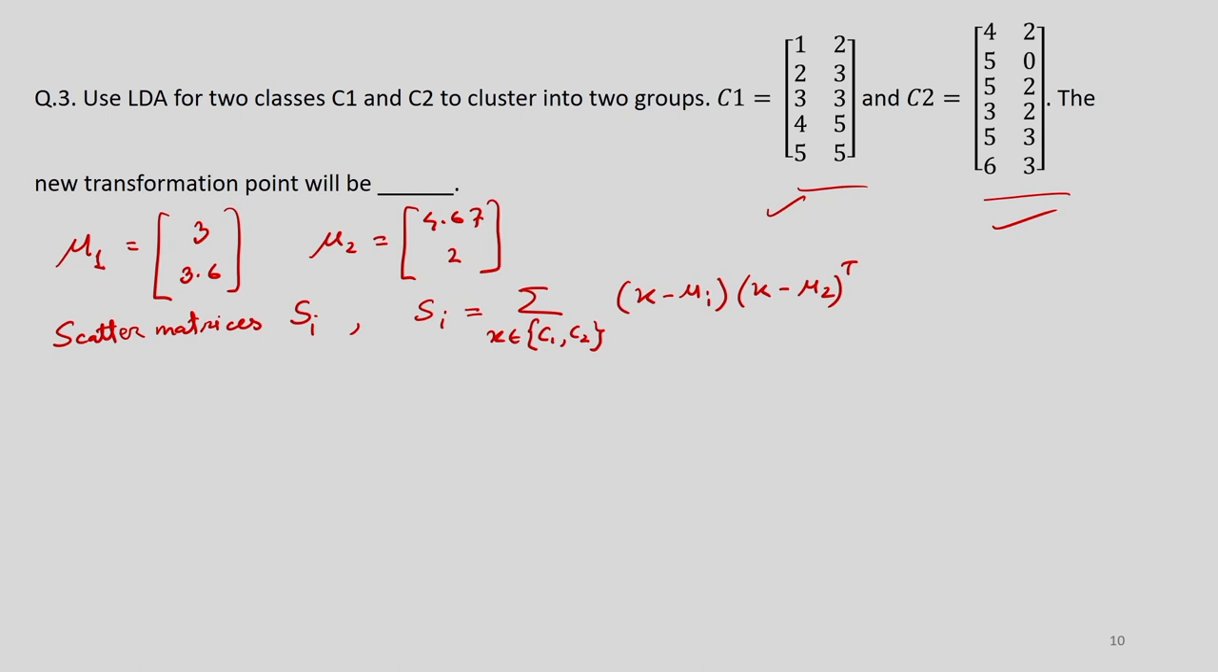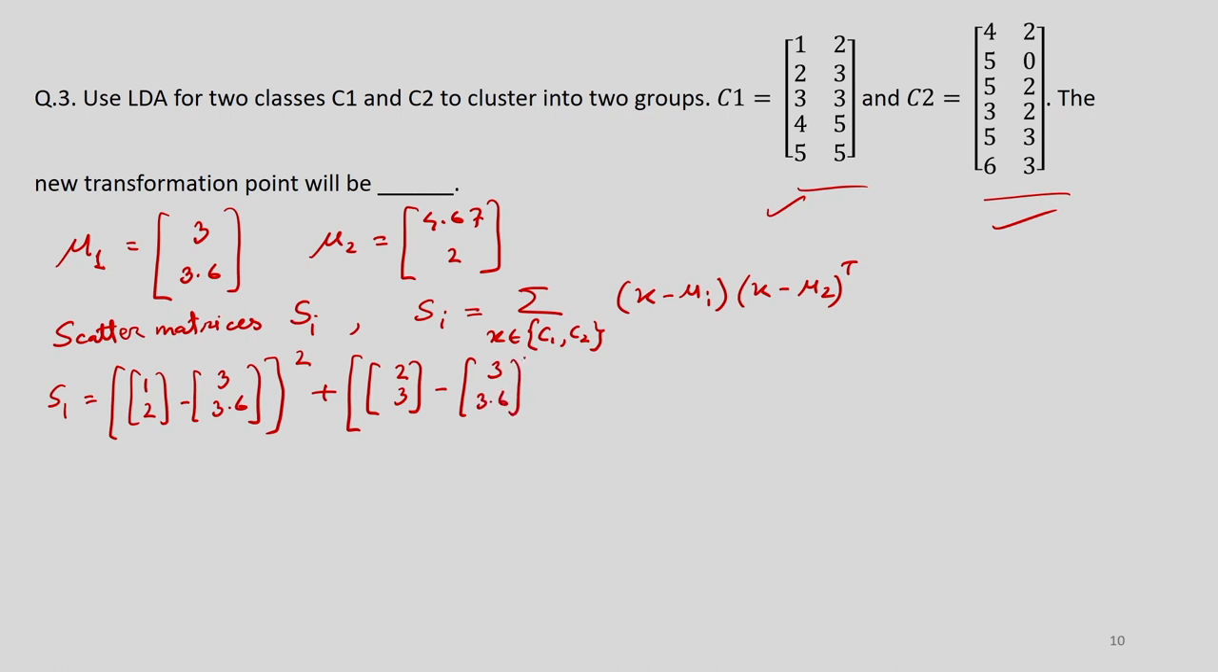Alright, so let's calculate S1 here. S1 is calculated like this: (1, 2) minus (3, 3.6). So here we are simply doing X minus mu_1 multiplied by X minus mu_1 transpose. And we'd be adding that value for the other points as well. So that would be (2, 3) minus (3, 3.6). All right, so let's do the other cases as well.